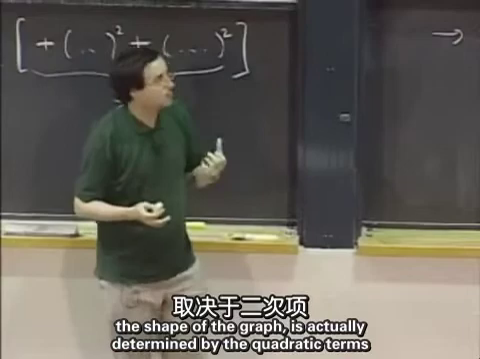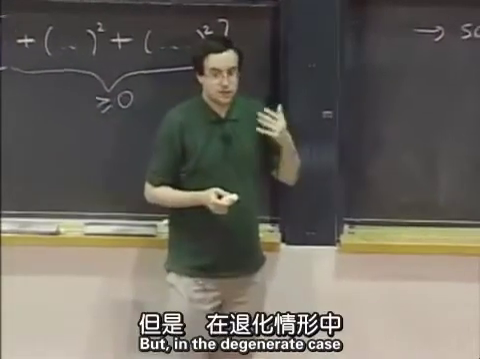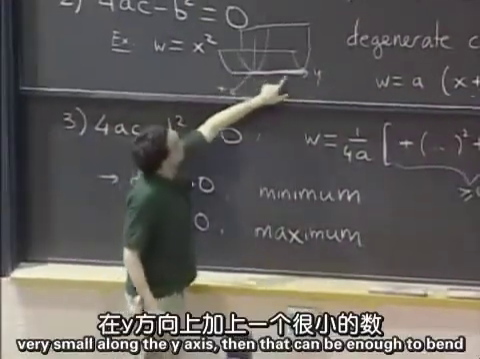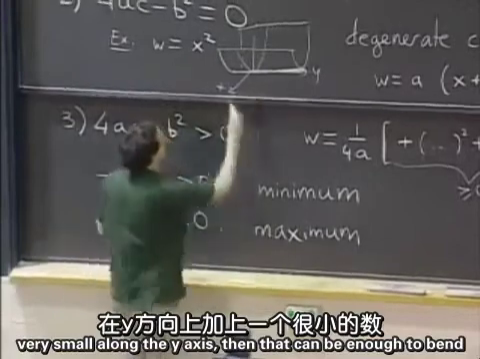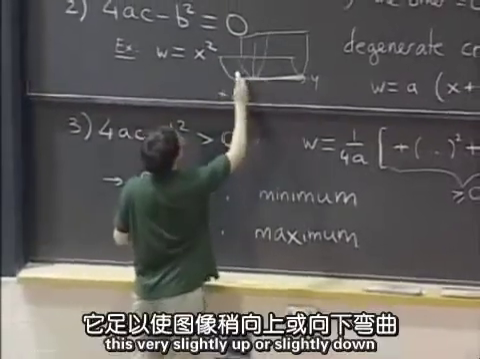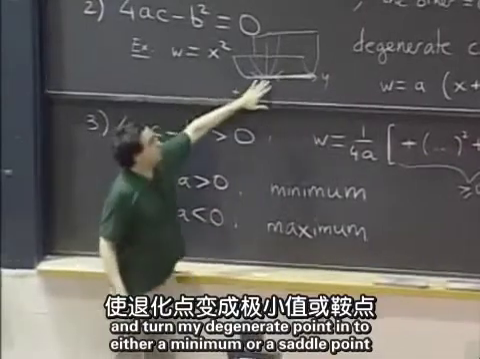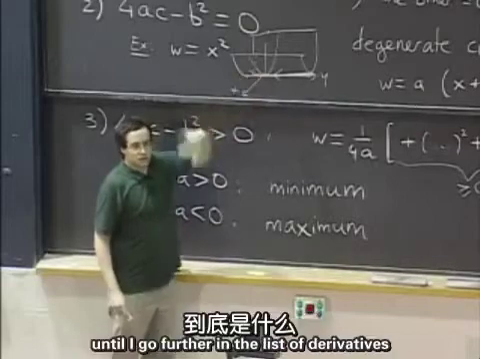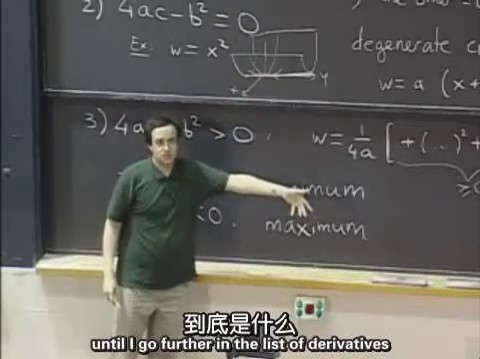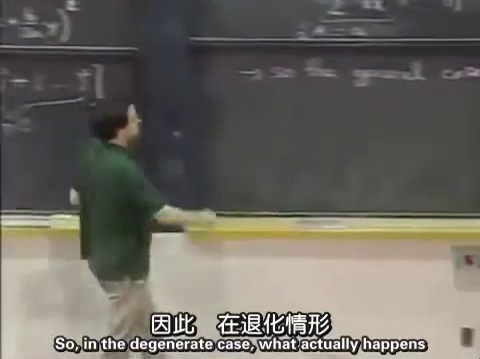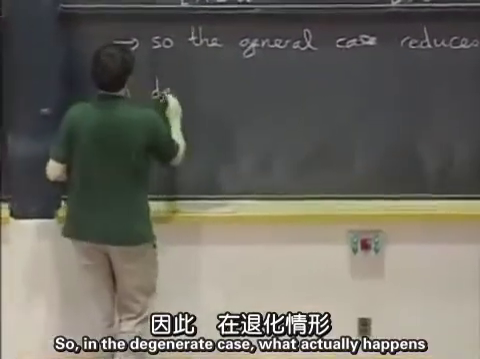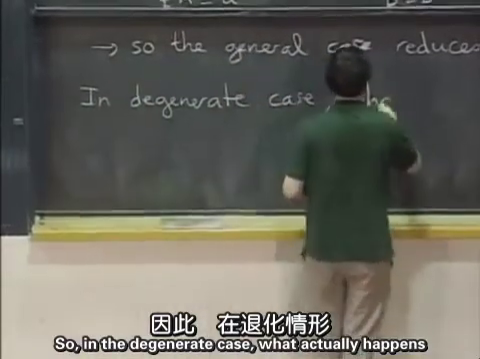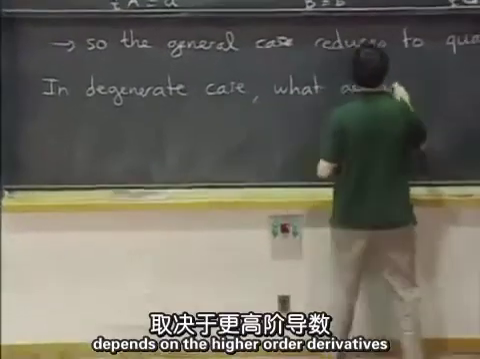And so in the non-degenerate case, they don't actually matter because the shape of the function, the shape of the graph is actually determined by the quadratic terms. But in the degenerate case, see, if I start with this and I add something even very, very small along the y-axis, then that can be enough to bend this valley slightly up or slightly down and turn my degenerate point into either a minimum or a saddle point. And I won't be able to tell until I go further in the list of derivatives. So in the degenerate case, what actually happens depends on the higher order derivatives.